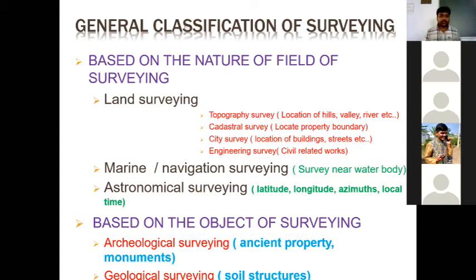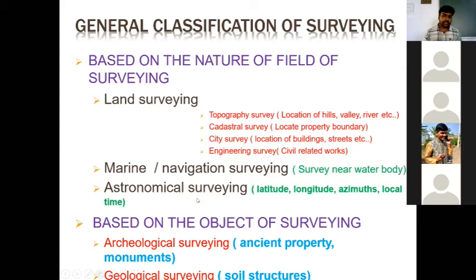Okay, coming back to the topic now. So, marine or navigation survey. In the marine or navigation survey, what are we going to have? Wherever we have water bodies, like you can say ocean or sea, there we're going to have this kind of survey. Okay, and the next one is astronomical survey.